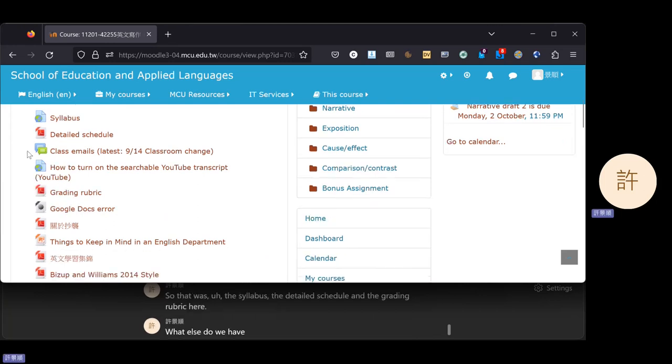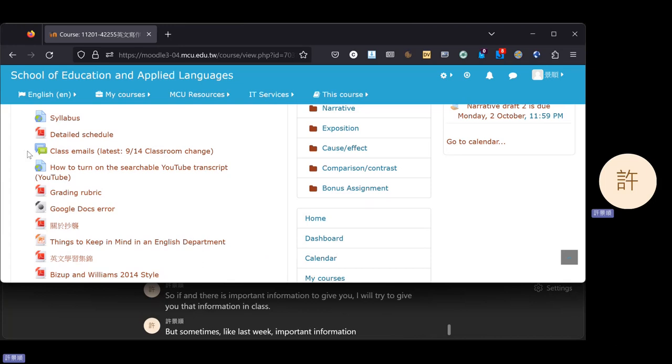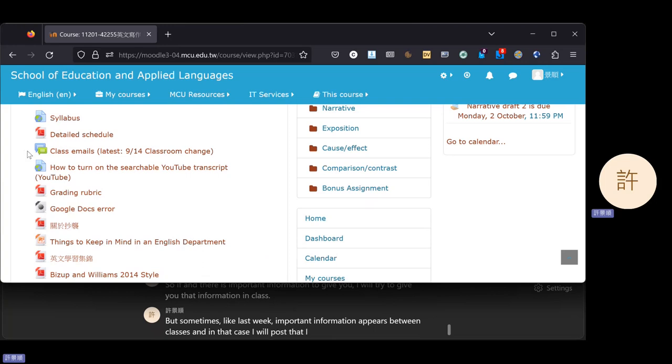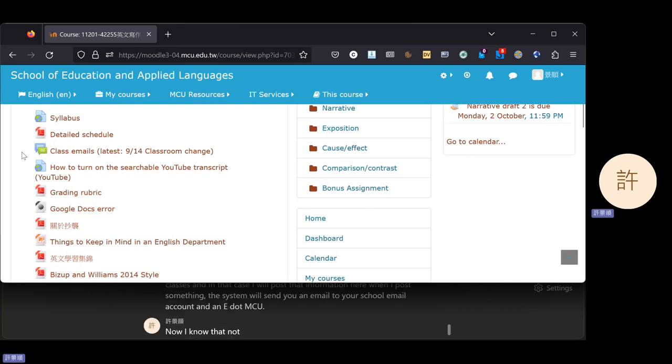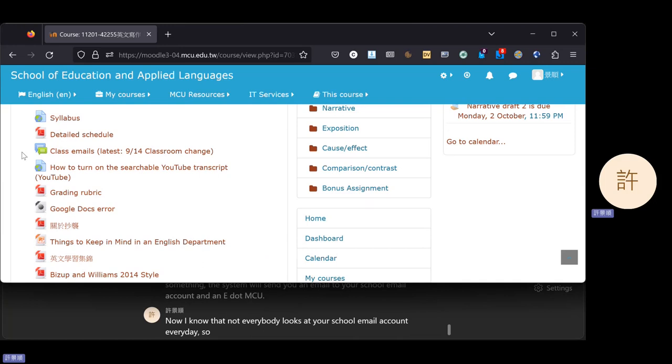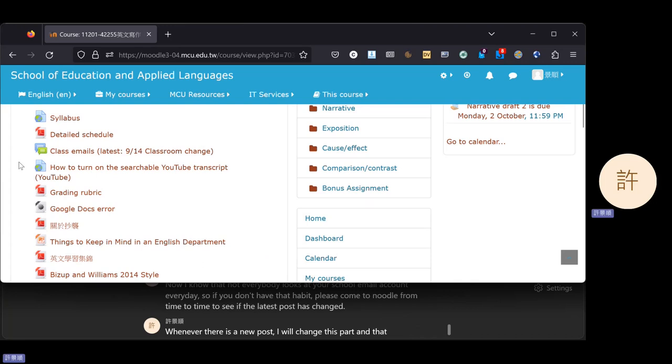What else do we have? Class emails. So if there's important information to give you, I will try to give you that information in class. But sometimes, like last week, important information appears between classes. And in that case, I will post that information here. When I post something, the system will send you an email to your school email account at me.mcu. Now, I know that not everybody looks at your school email account every day. So if you don't have that habit, please come to Moodle from time to time to see if the latest post has changed. Whenever there is a new post, I will change this part. And that way you won't miss anything important.